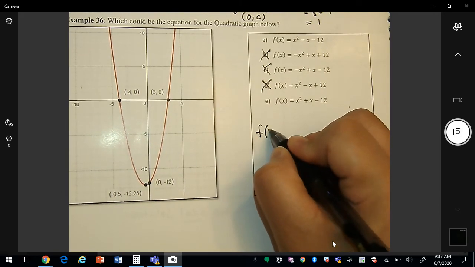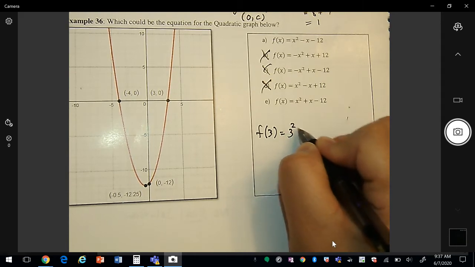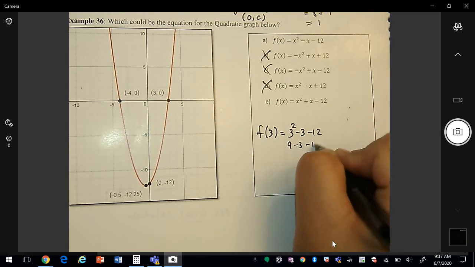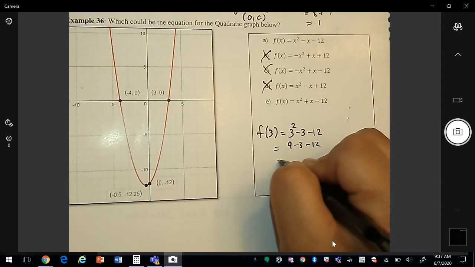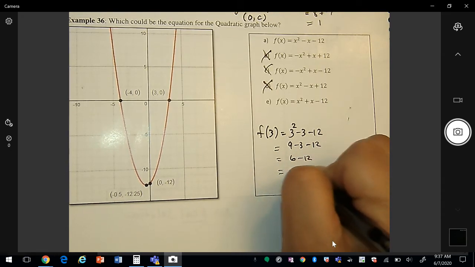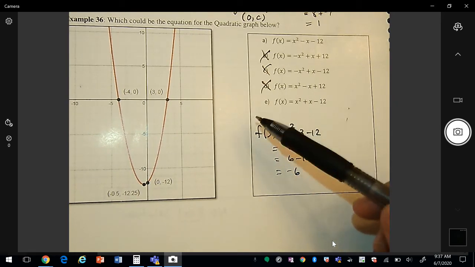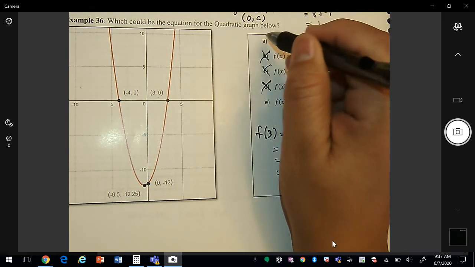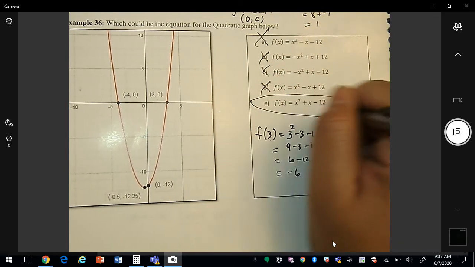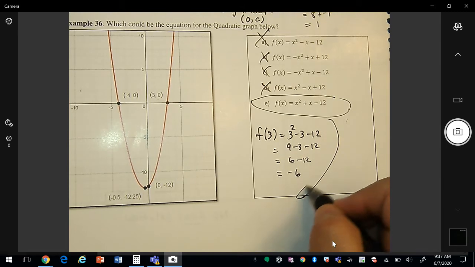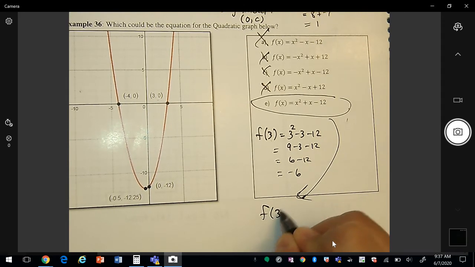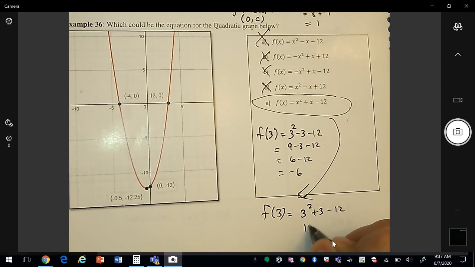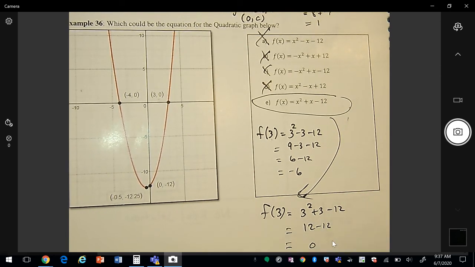So if x is 3, 3 squared minus 3 minus 12. 3 squared is 9 minus 3 minus 12. 9 minus 3 is 6 minus 12 is equal to negative 6. Since I entered 3 and I didn't get 0, that means that that's not a solution. So that's out of the picture. So my answer is letter E, but we can check it. f of 3 is equal to 3 squared plus 3 minus 12. So we get 12 minus 12 is equal to 0.